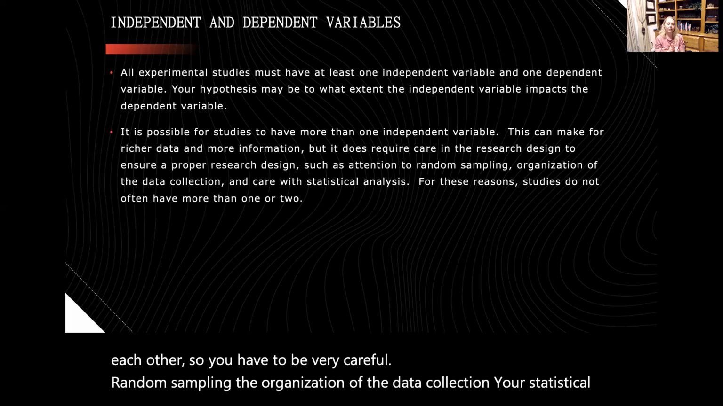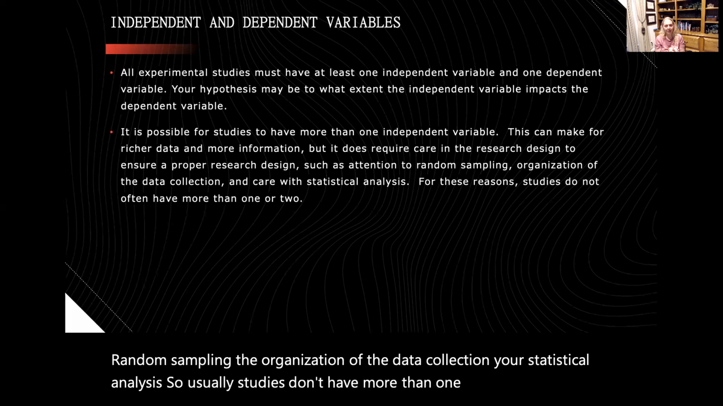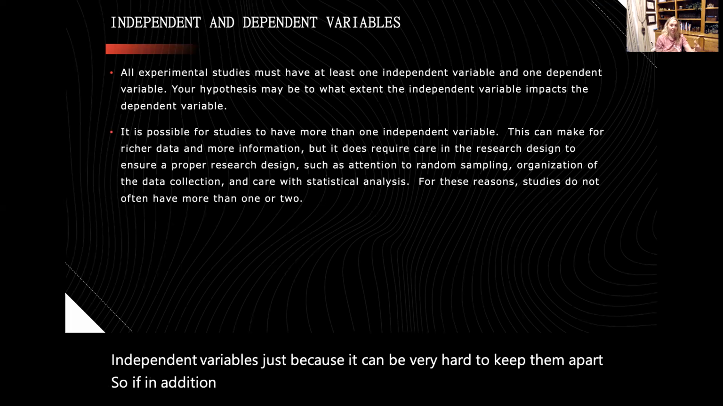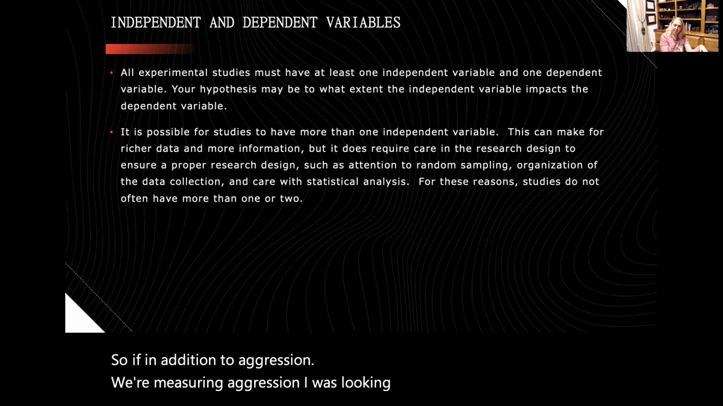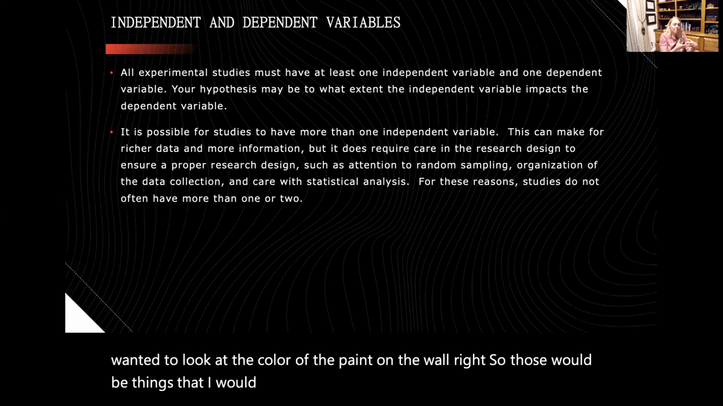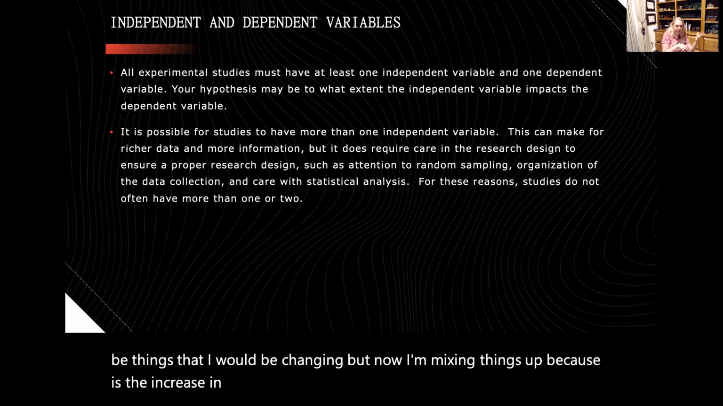So usually studies don't have more than one or two independent variables, just because it can be very hard to keep them apart. So if in addition to measuring aggression, I was looking at video games, and then I also wanted to look at the color of the paint on the wall, right? Those would be things that I would be changing, but now I'm mixing things up, because is the increase in aggression due to the change in the color of the paint, or is it due to the video game?